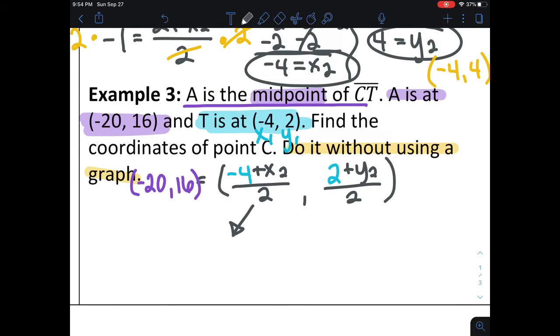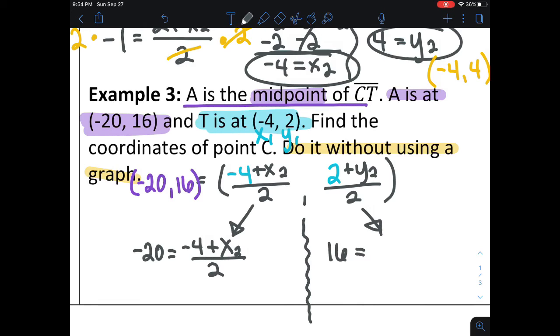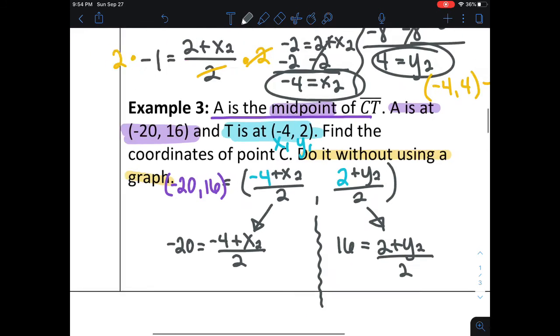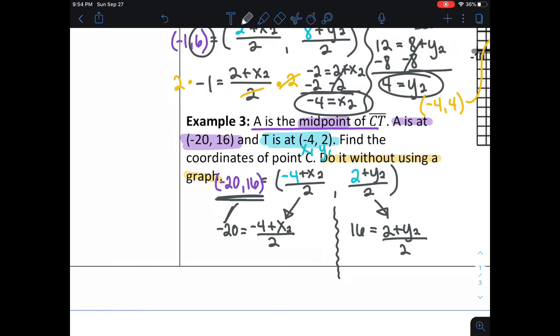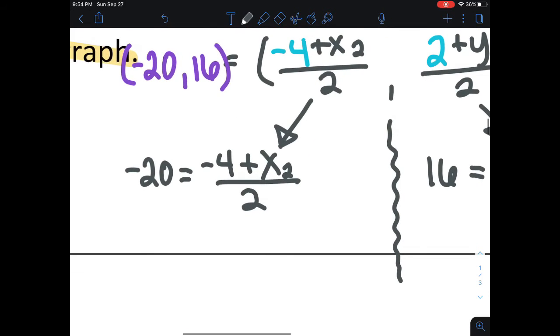So I'm going to separate this one to the x. So negative 2 equals negative 4 plus x2 over 2. And then draw a little dividing line there. Then over here, we have 6 equals 2 plus y2 over 2. Not all of that, just this, over 2. So I took these two coordinates and I put one right here and I put the other one right there. All right, now we need to solve it.